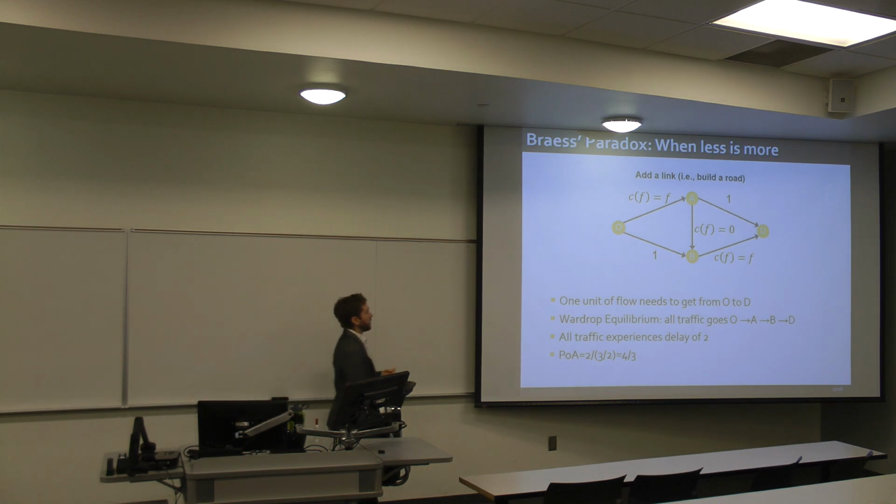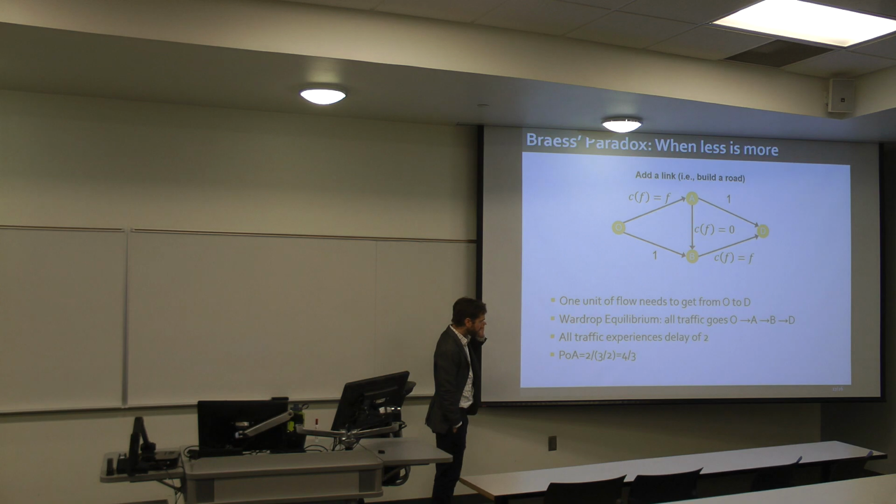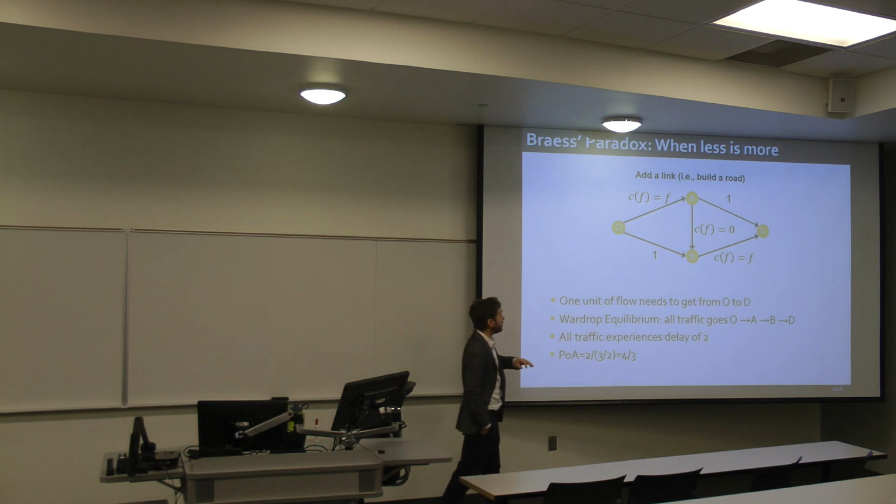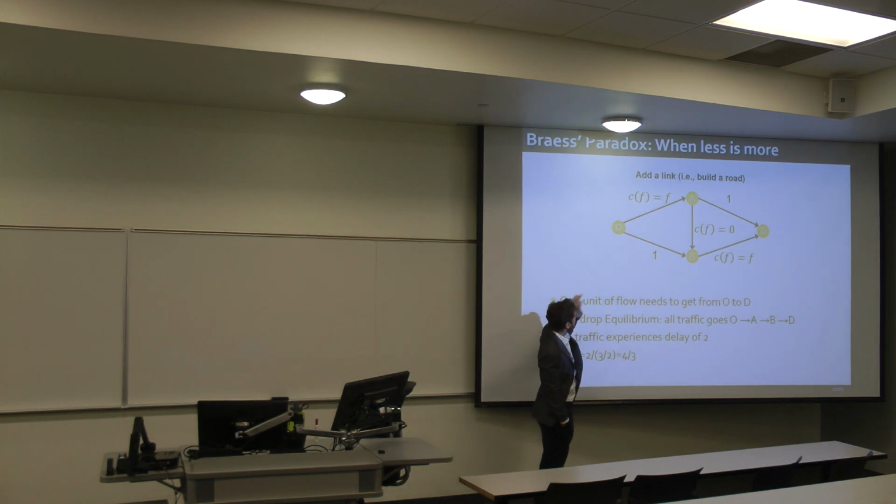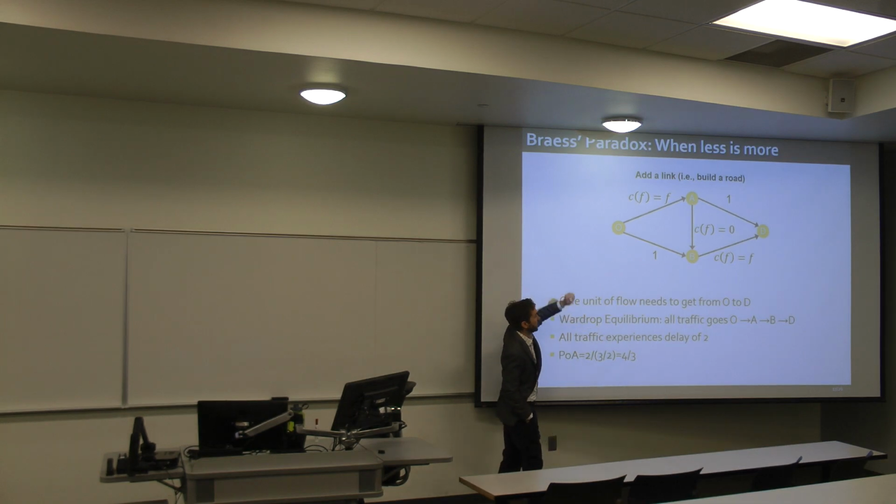So here's where the paradox comes in. If you think about it, from the perspective of a vehicle, they're here at the origin, they can either go to A or B. If they go to A, they'll experience a cost of F. If they go to B, they'll experience a cost of 1. There's only 1 unit of traffic we're trying to route, so all the way to the top is going to be at least as good as the bottom, usually better, right? So we'll take the top route.